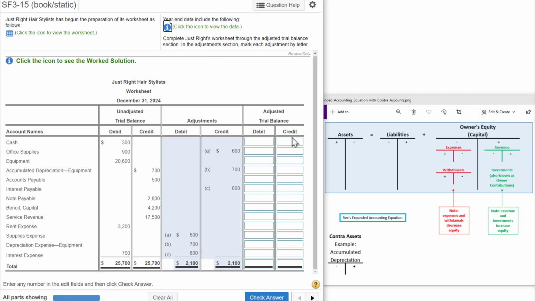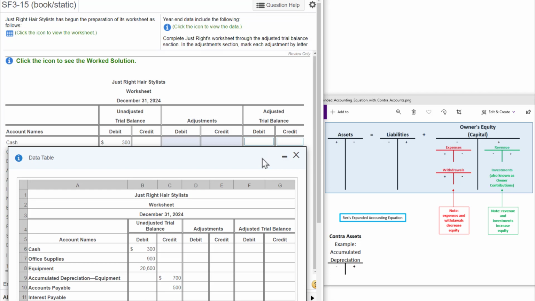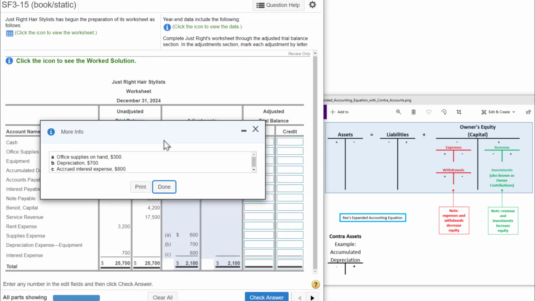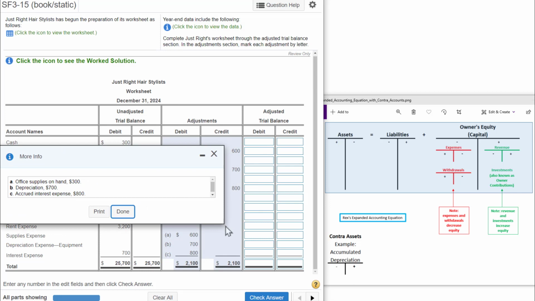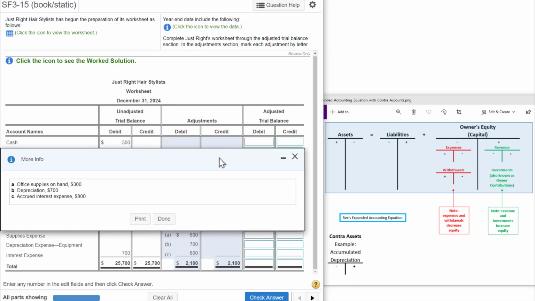And now the only thing we have left to do is to fill in our adjusted trial balance. Actually, I should have kept that window open. But you can use this window to block things off too. Or I'm going to open up this window. Of course, you don't have to do this. This just helps me make sure I get things in the correct line.